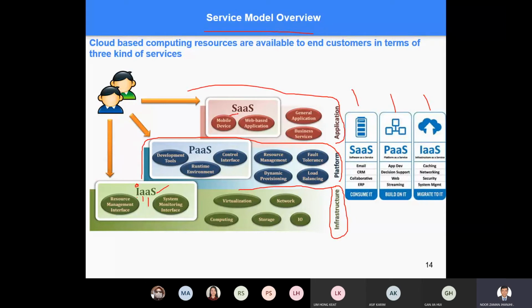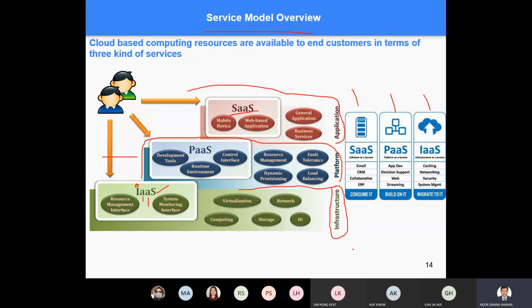What we are using from the clouds, like mobile devices, web-based applications, business services, general applications, that comes from this service model, which is known as SaaS. What the organizations are using, the development tools, runtime environment, control interfaces, resource management, dynamic provisioning, load balancing, fault tolerance, and these things come here to the platform.